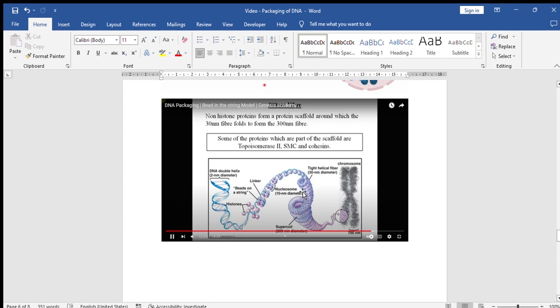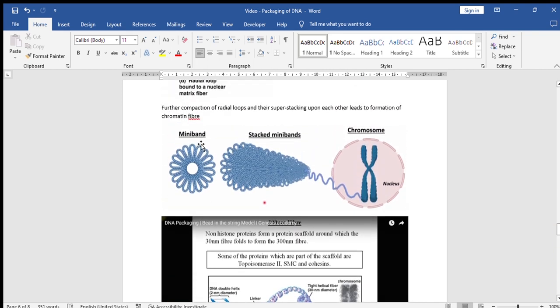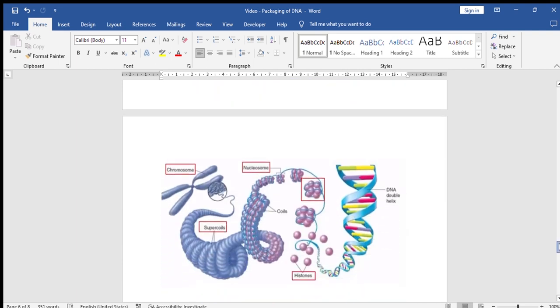So then the solenoid coils around itself. Now the solenoid also coils around itself in a way, forming structures called mini bands. So these mini bands get stacked on each other, and now these stacked mini bands look like a chromosome. So we'll have to start from a DNA.